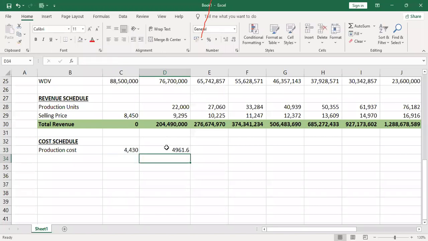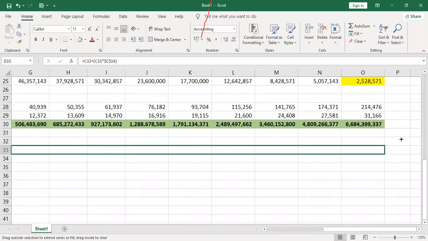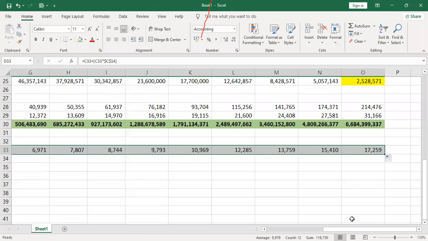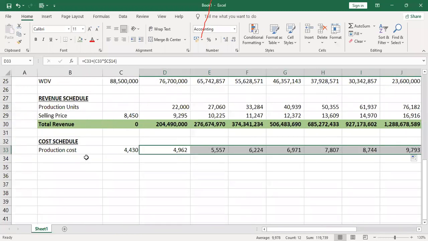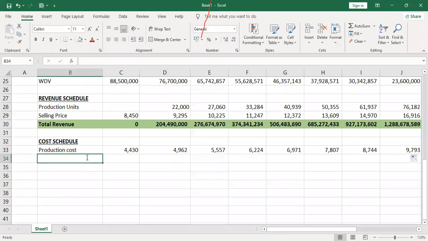Click on the value, press the cursor on the autofill icon, and then you do what? You drag up to your year 12. And then next is the distribution cost.